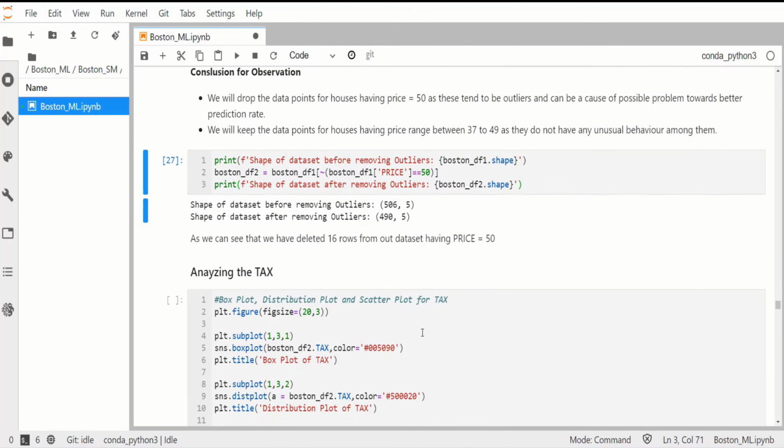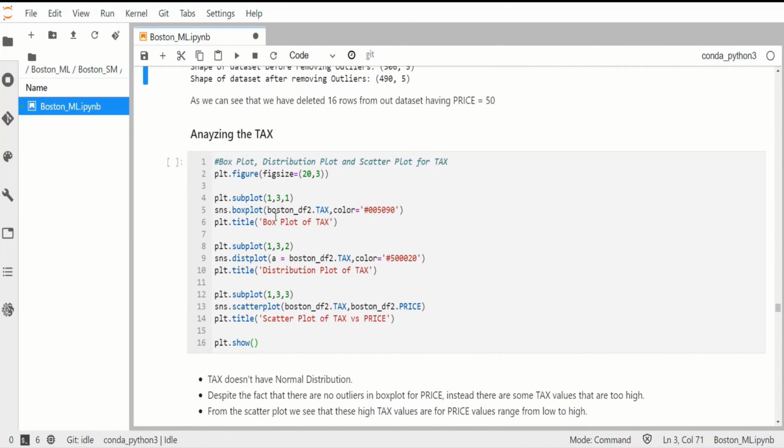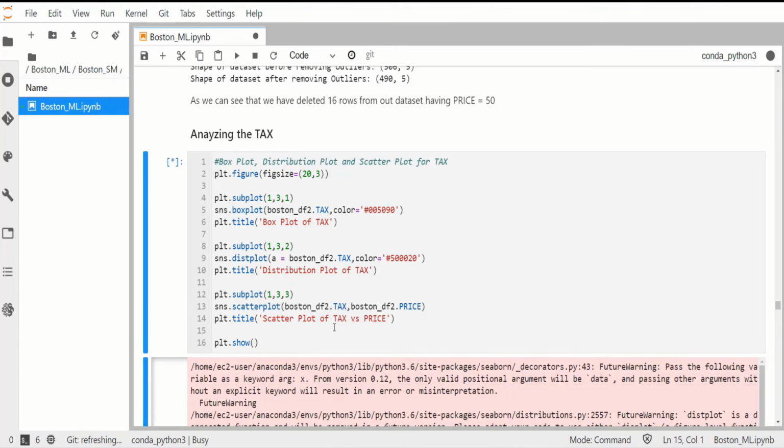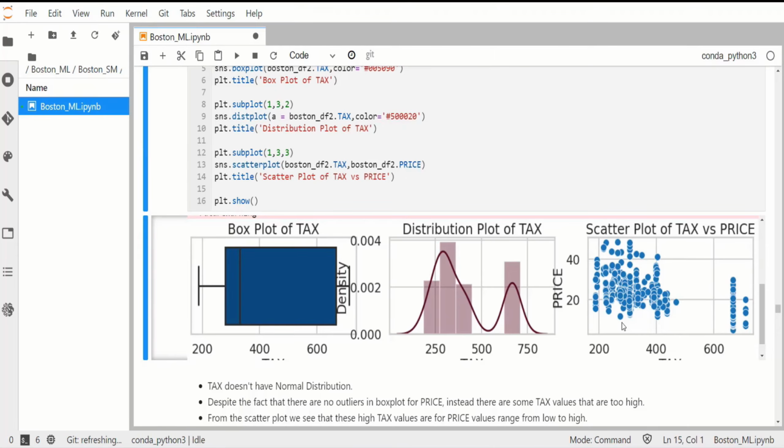Now let's analyze the TAX. Following the same procedure, we will plot the box plot and normal distribution graph for it. Alright, so here we can see that the TAX does not have a normal distribution, despite the fact that there are no outliers in the box plot for price. Instead, there are some TAX values that are too high. And from the scatter plot, we see that these high TAX values for price values range from low to high.